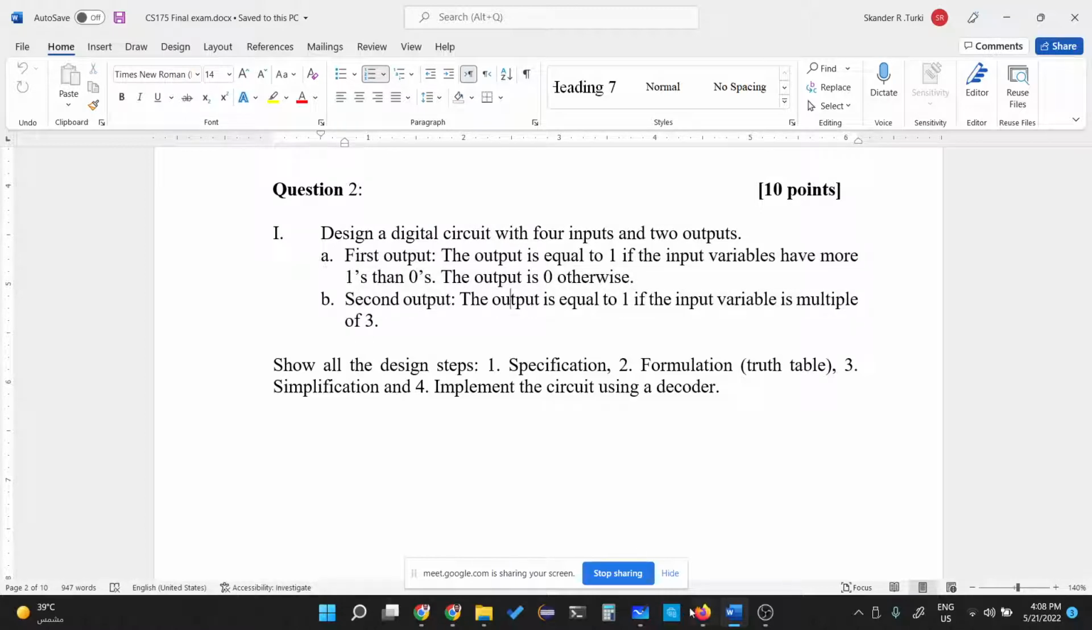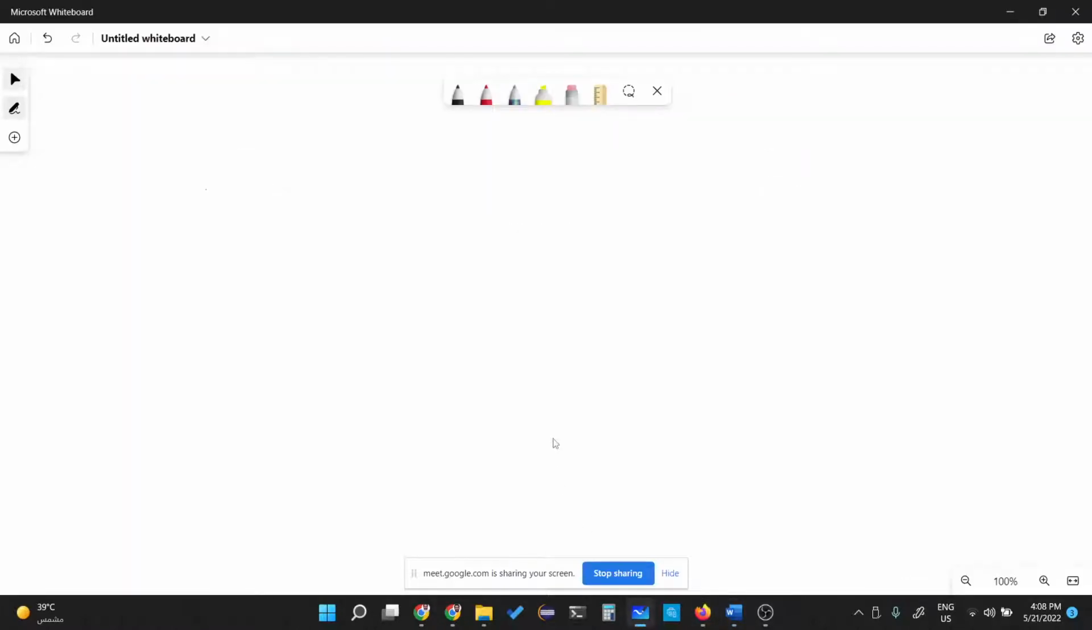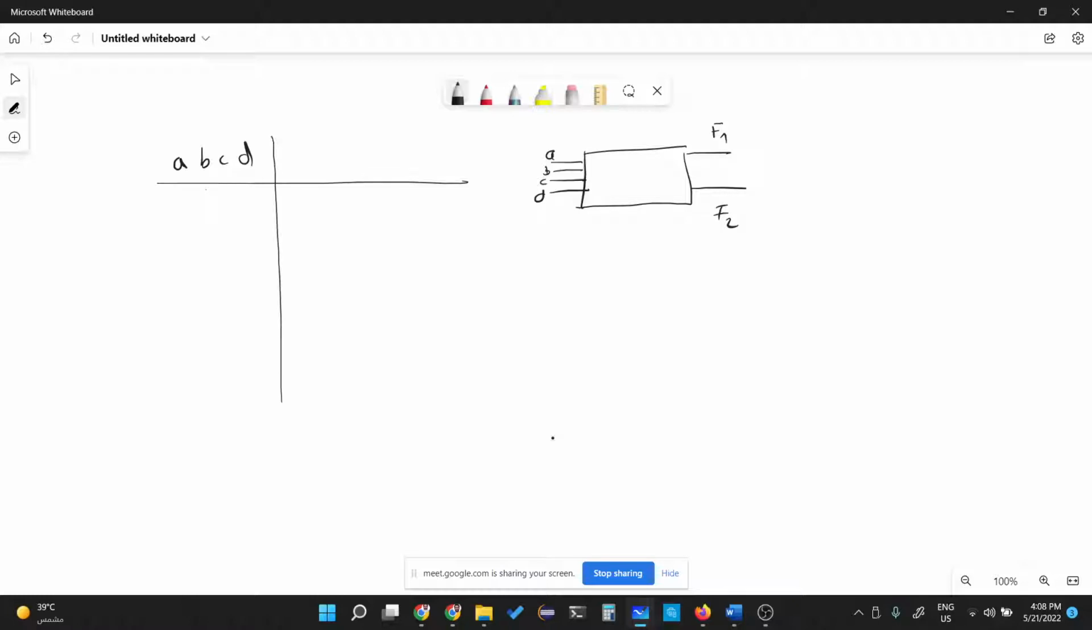Here we have two functions. The solution is that you just need to draw your inputs A B C D. The block diagram gives you 4 inputs A B C D, and you have two outputs, function 1 and function 2. You just need to draw the truth table, then try to find the rows where you have 1 here.